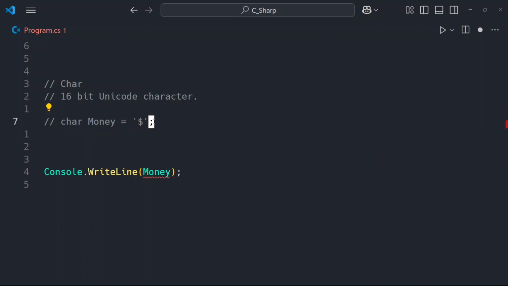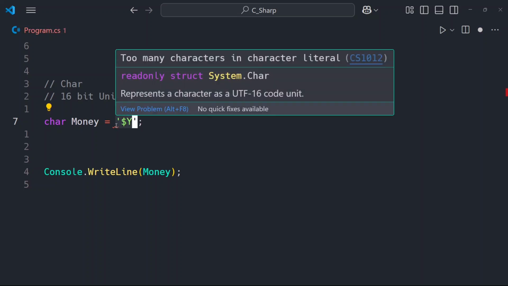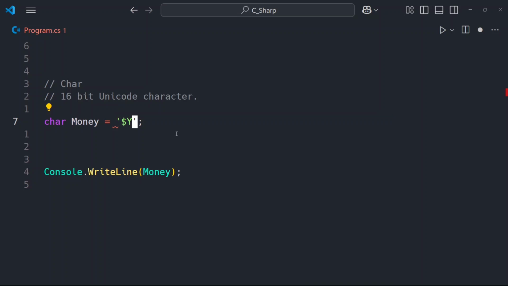Also, let's take off this over here. Remember that it's just one character. So if I put in an extra Y here, it's also going to throw an error. Too many characters in character literal. It's only supposed to be just one character. Alright, so that's char. Remember, single quotes and just one character for char.